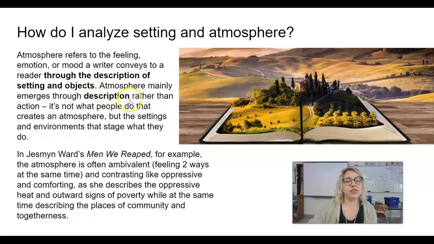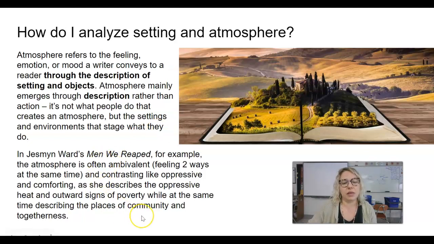Atmosphere mainly emerges through description rather than action. It's not what people do necessarily that creates an atmosphere, but the settings and environments that stage what they do. So mood is often used synonymously with atmosphere, although in a certain way it's bigger than just atmosphere. And I'll come back to that at the end of the video. But as far as atmosphere goes, atmosphere is really the feeling that's created through the description of setting and the things that are being described in the piece.